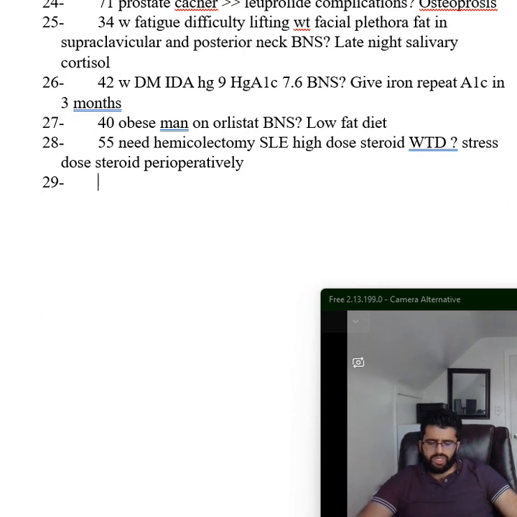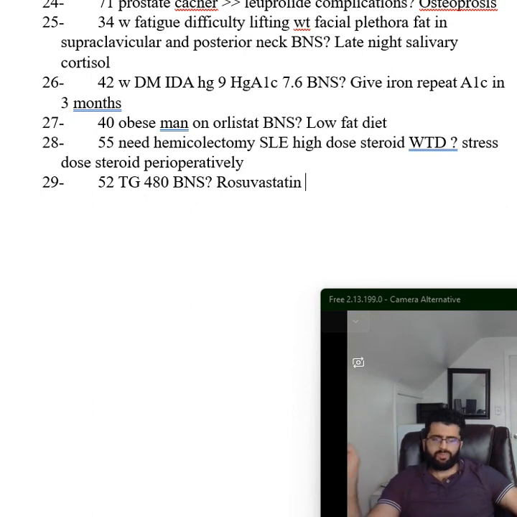Okay, now the question about triglyceride management. A 52-year-old has a triglyceride of 480. What's the best next step? You just give rosuvastatin, okay? So you may ask, why is that? Because if someone has high triglyceride, you evaluate for secondary causes. And if it is below 500, like 150 to 500, you recommend weight loss, moderate alcohol intake, exercise, and then if there is high risk cardiovascular disease, you just give a statin.